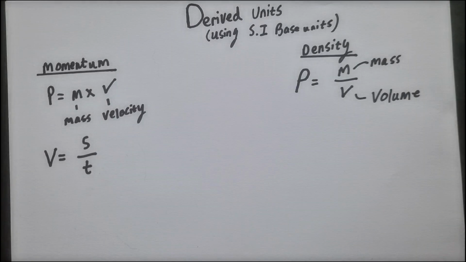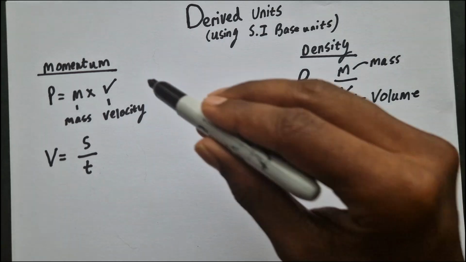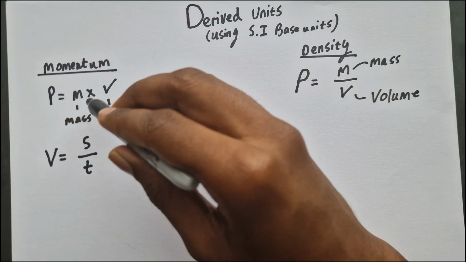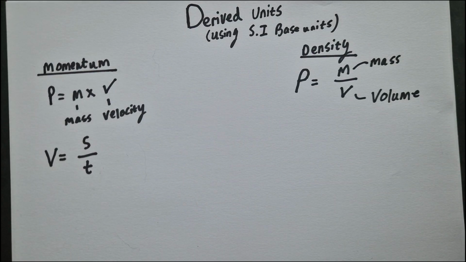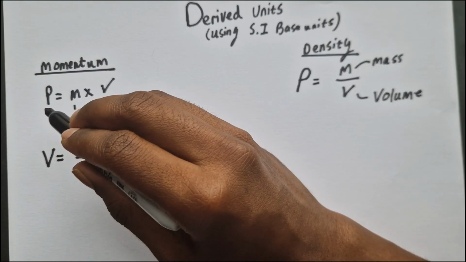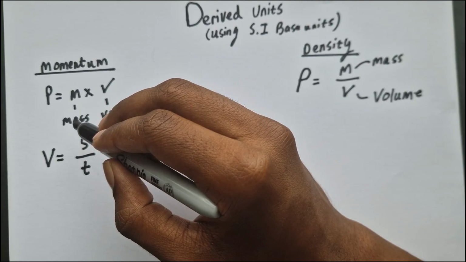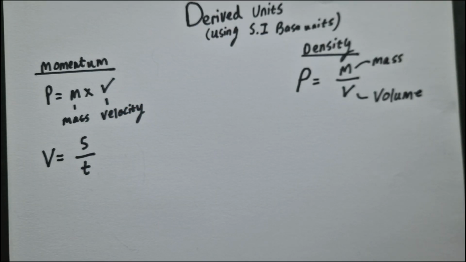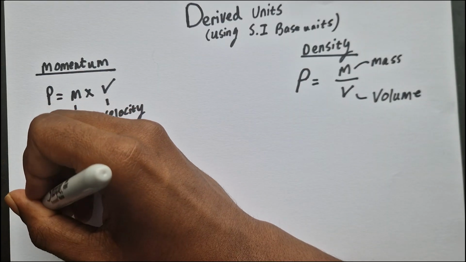So now we'll be going over derived units, and essentially what this is: if we have a quantity such as momentum or density, and we don't know the units, we can look at the equations and break it down from there. Okay, so basically we see that momentum, which is represented by P, is equal to the mass of an object multiplied by its velocity. Okay, so we know the SI units for mass. What are the SI units for mass? Kilograms.